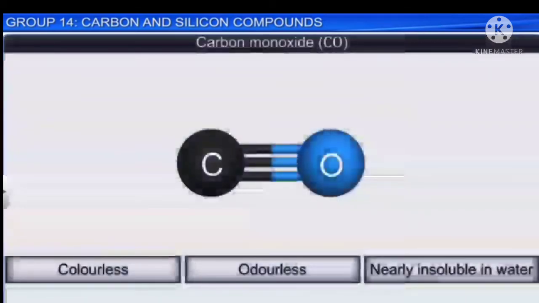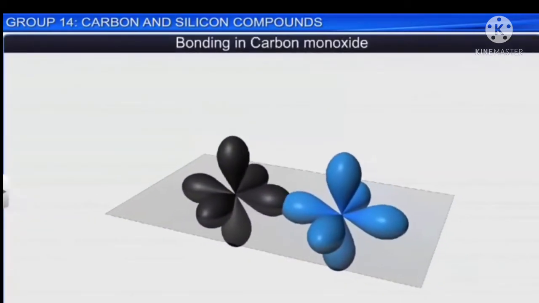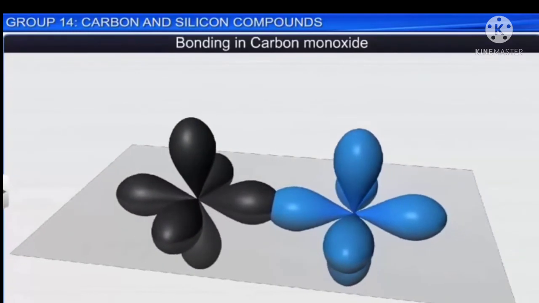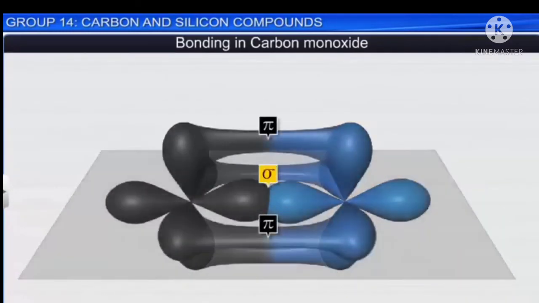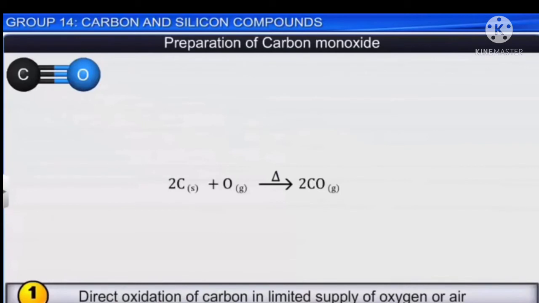Carbon monoxide is a colorless, odorless gas that is nearly insoluble in water. The carbon monoxide molecule contains 1 sigma bond and 2 pi bonds, as shown in the illustration. There are several ways to prepare carbon monoxide. The first way is the direct oxidation of carbon in a limited supply of oxygen or air. The reaction shown here is an example of incomplete combustion.